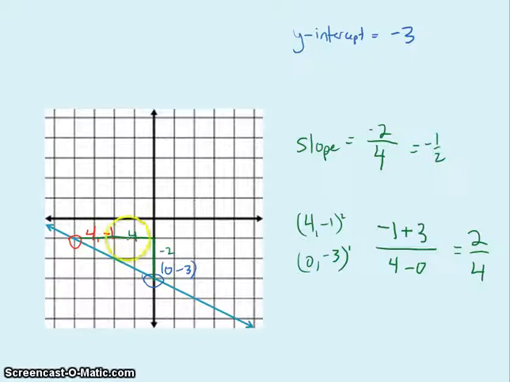Okay, quick correction. This should be the point -4, -1. So we should make this a -4, which would be -4 minus 0, which is -4. And that gives us our slope of -1/2. So our final equation is y is equal to -1/2 x plus a -3, or -1/2 x minus 3.